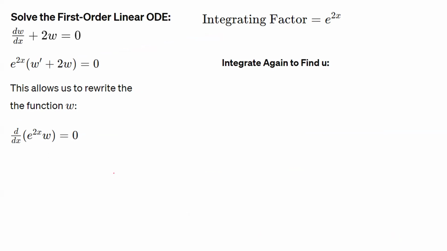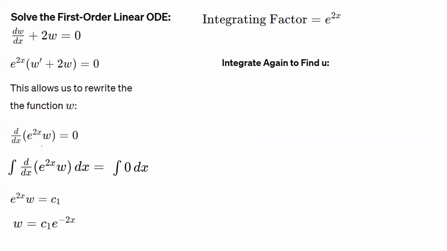But remember that when we are writing it this way, e to 2x w prime plus 2w equals 0, we can rewrite it as the derivative with respect to x of e to 2x w. Here we go. If you take the integral of both sides, you have the integral of d/dx of e to 2x w dx, and on the right-hand side, you have the integral of 0. So basically, you have e to 2x w equals the integral of 0 dx, which is c sub 1. You can call it c or anything else.